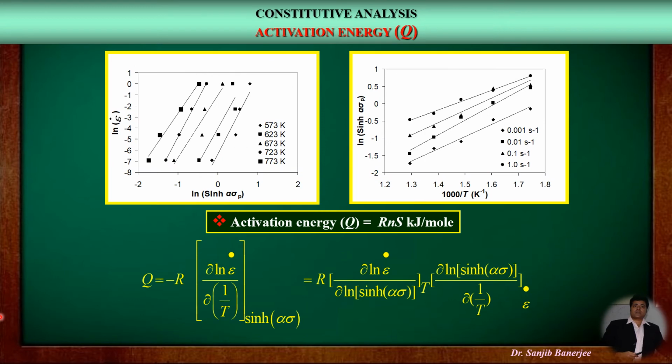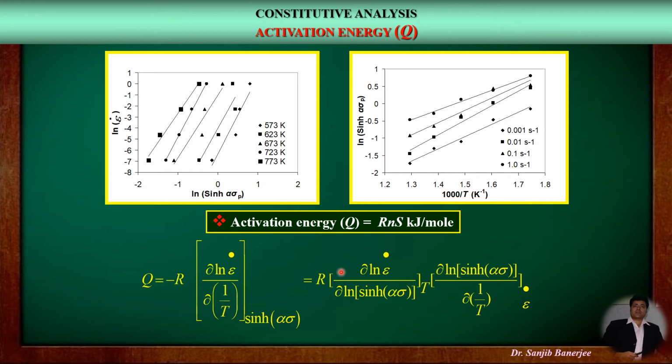In the next stage, we have to evaluate the value of activation energy, or Q. Now the activation energy for deformation is represented by this expression, which is equal to R into the derivative of log of strain rate by 1 by T at a given value of sine hyperbolic alpha sigma. This particular derivative may be resolved into two components. The first component is denoted by n, which is the derivative of log of strain rate by log of sine hyperbolic alpha sigma at a given value of temperature.